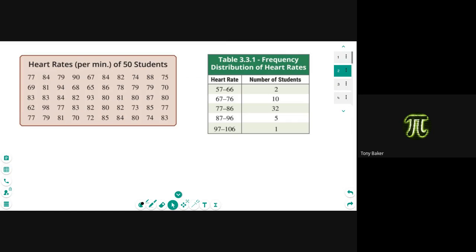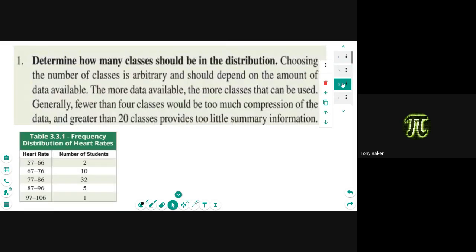So let's start looking at how we actually do that. The first thing we want to do when we're trying to create a table of values or a frequency distribution for a list of them is decide how many classes we want to look at. If we look at this table, the classes are how many rows we have. So how many classes did they pick? They had 1, 2, 3, 4, 5 classes. Each row is a class. So they chose 5 classes for this frequency distribution.